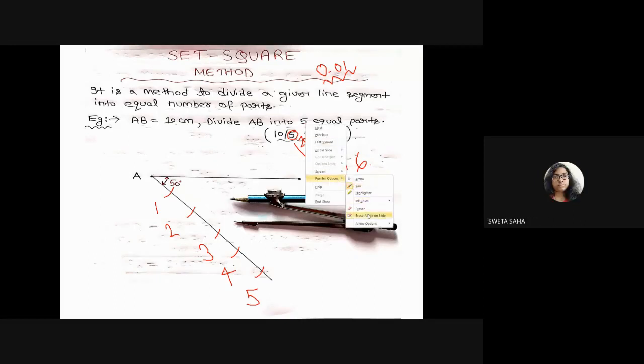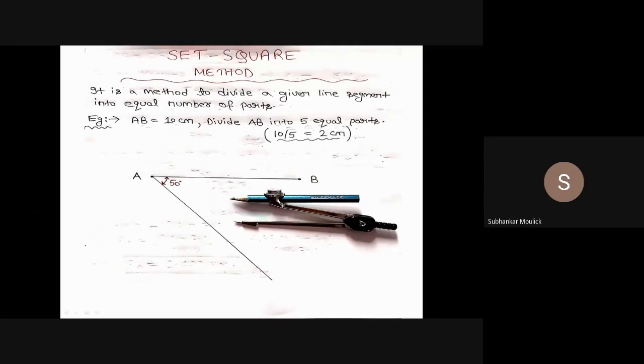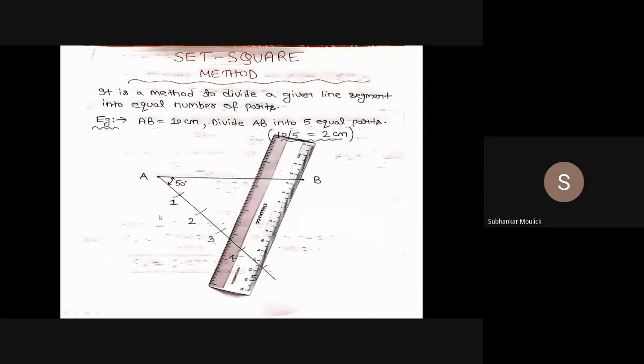So what I will do is, in the next step, since in this problem I have to divide my given line segment into 5 equal parts, on that inclined line I will cut 5 equal arc points, and I will name them 1, 2, 3, 4, 5.